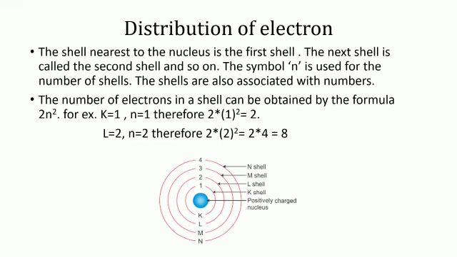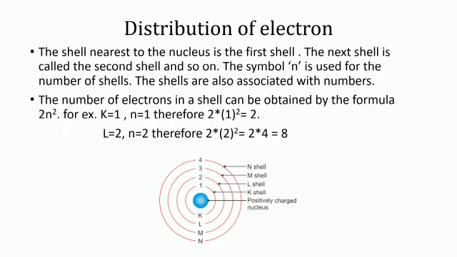Distribution of electrons. According to Bohr's atomic model, electrons revolve in stable shells or orbits. These shells have definite energy. The shell nearest to the nucleus is the first shell, that is the K shell. The next shell is called the second shell, that is the L shell, and so on. The symbol n is used for the number of shells. The shells are also associated with numbers. Now, the number of electrons in a shell can be obtained by the formula 2n squared.